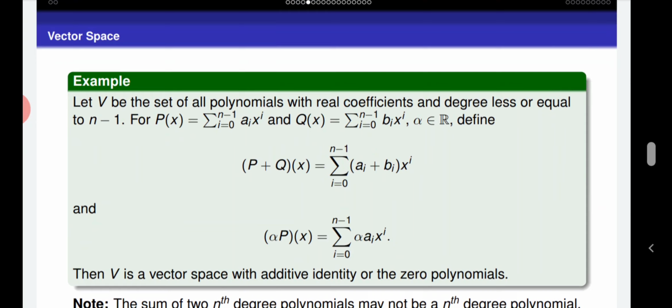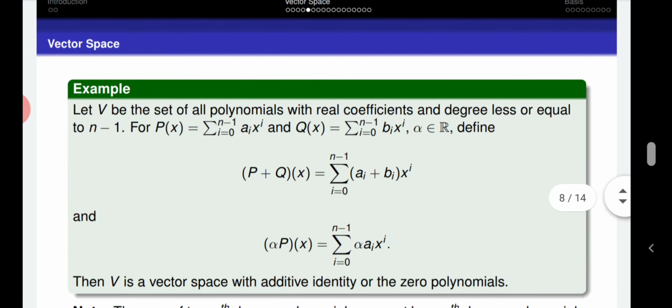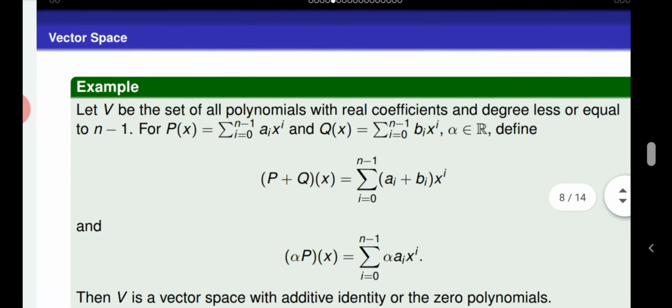We define the following: P plus Q of x is equal to the summation i equal to 0 to n minus 1 of (a_i plus b_i) times x raised to i, and second, alpha times P of x is equal to the summation i equal to 0 to n minus 1 of alpha a_i x raised to i. Then V is a vector space with additive identity, the zero polynomial.